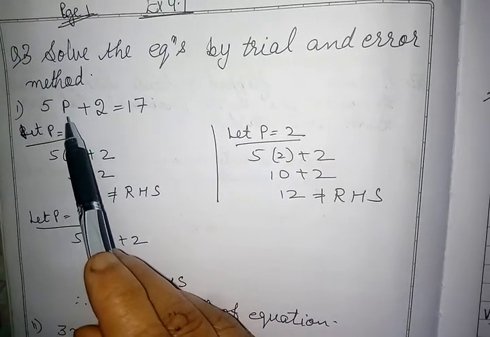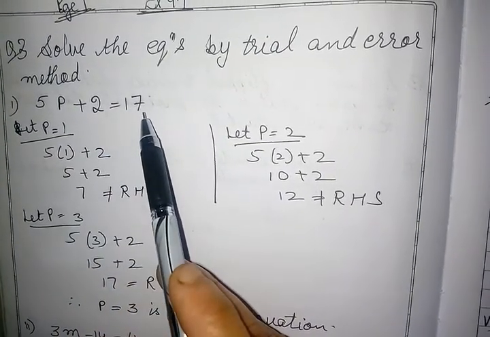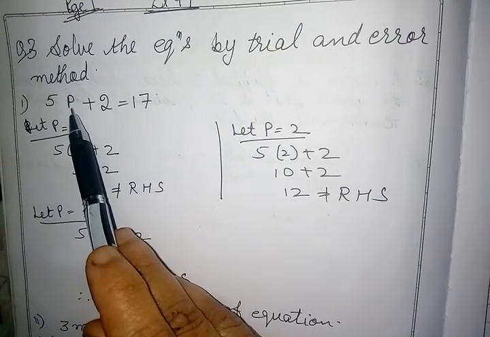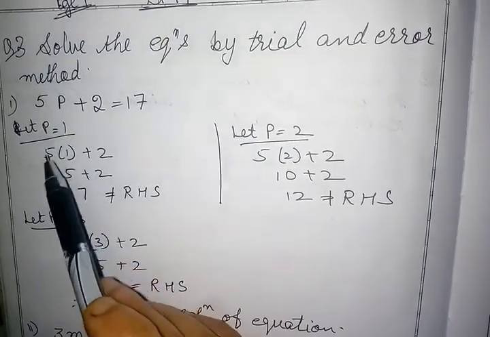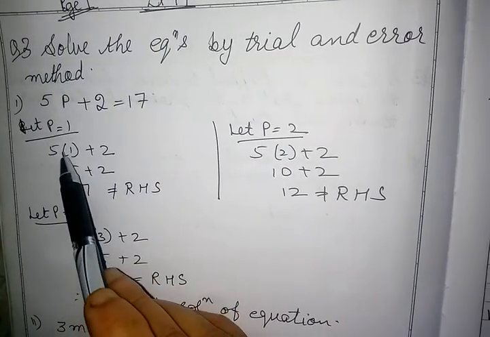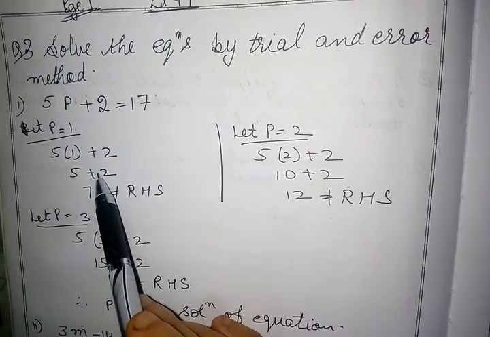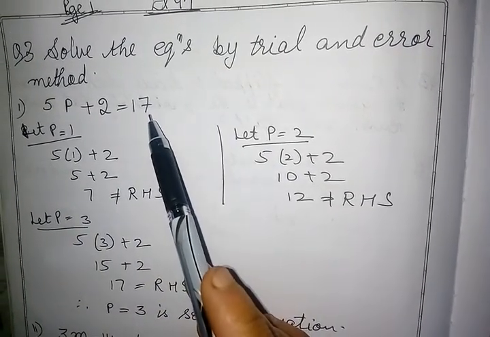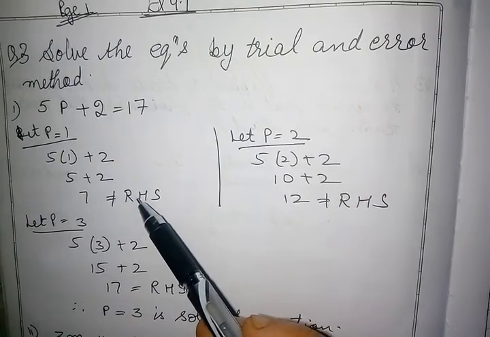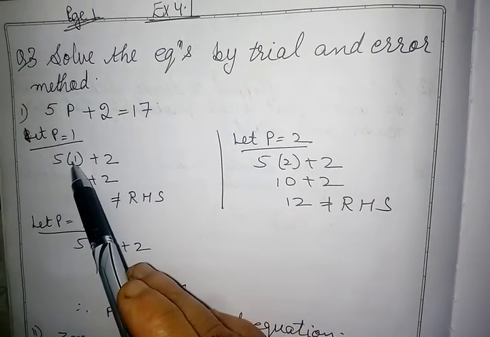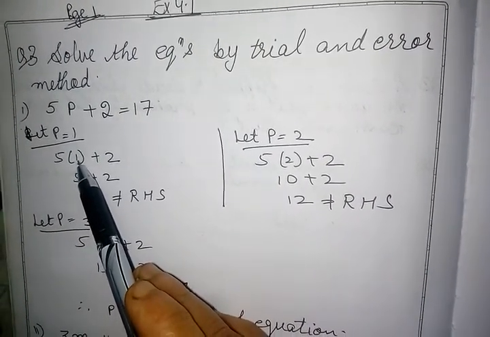Suppose 5p plus 2 equal to 17. We have to find the value of p. Let p equal to 1. So 5p means 5 multiplied by 1, 5, plus 2, 7. And on the right hand side we want 17. So p equal to 1 is not a solution.